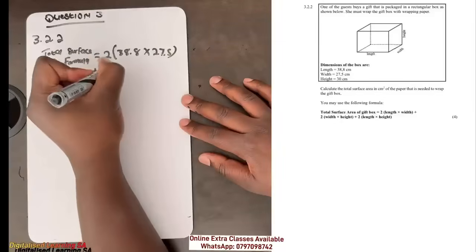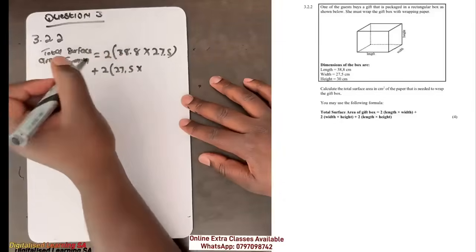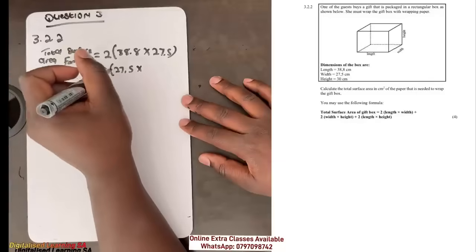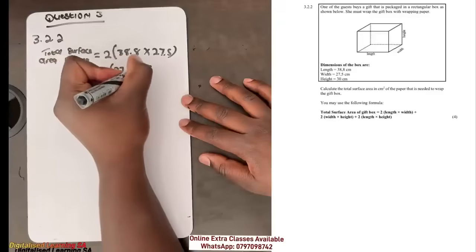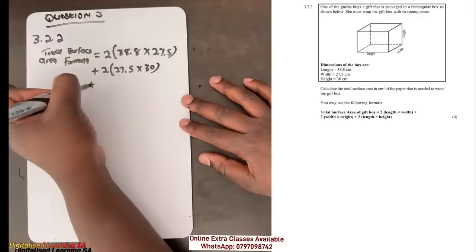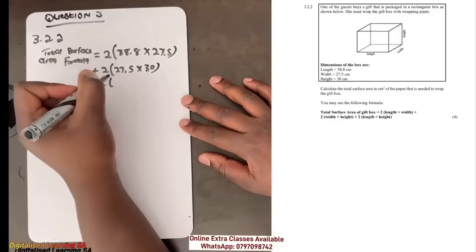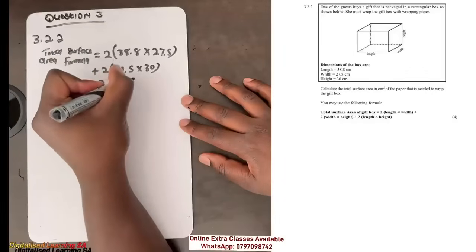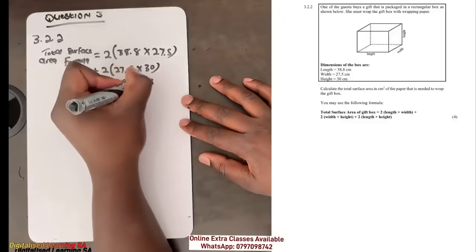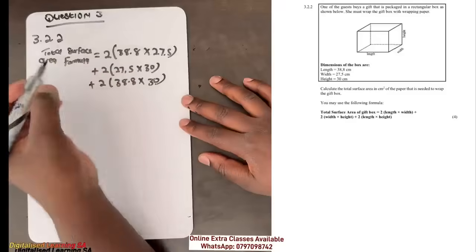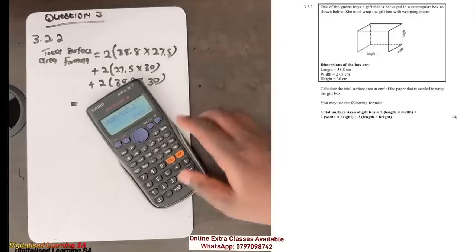Our width is 27.5, so everything is given. We are just copying from the information that is given. So it's 27.5 multiplied by our height, which is 30. And then plus 2 in brackets our length, which is 38.8 multiplied by our height, which is 30. And then we just plug everything inside our calculator and we get our answer.